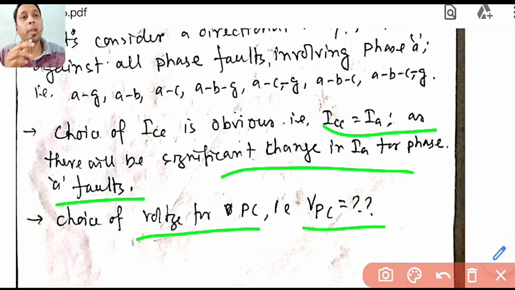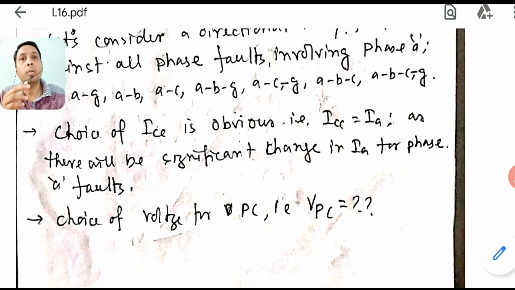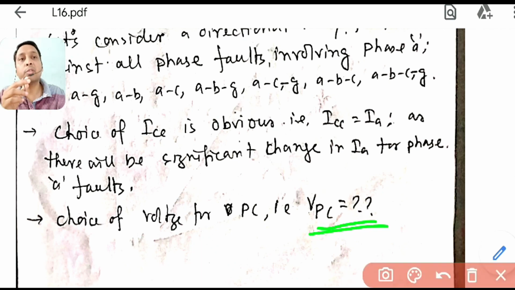I will leave it up to here. Next day, VPC should be such that it should not alter so much with your fault. It should remain the same. In the next class, we will draw phasor diagrams for various faults, and then we will come back to how we will choose VPC.